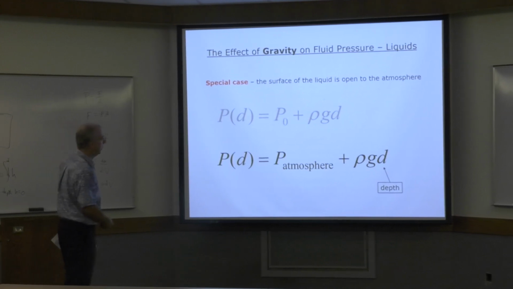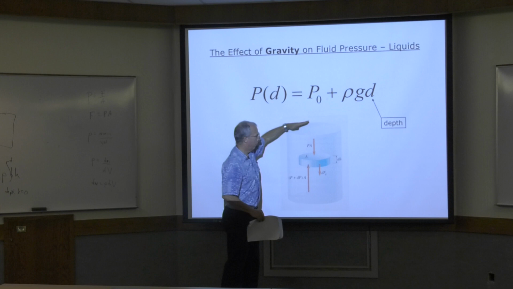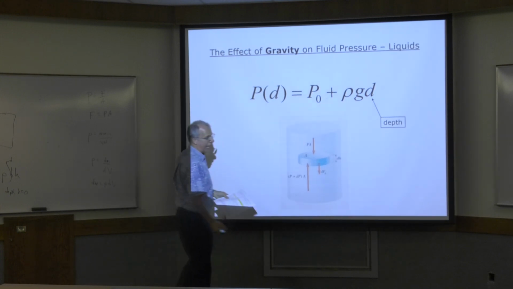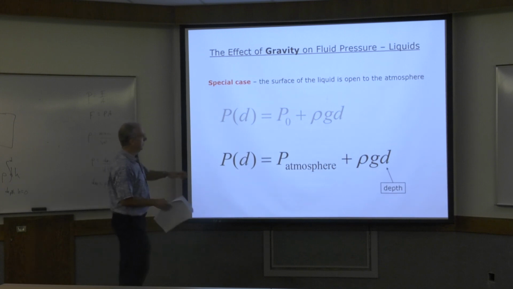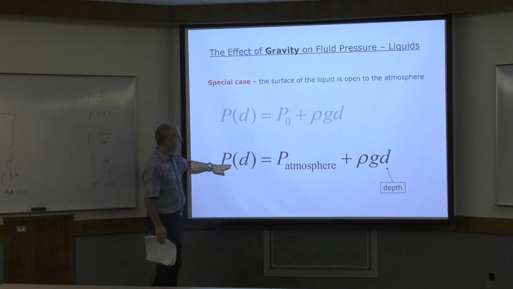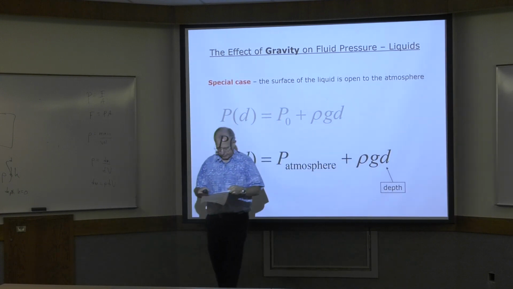Special case. Let's say that the surface of the liquid is open to the atmosphere like it is here. Well, then what's P0? It's just atmospheric pressure, right? So if the surface of the liquid is open to the atmosphere, then the pressure equals atmospheric pressure plus rho GD.